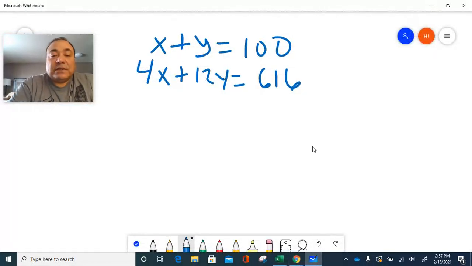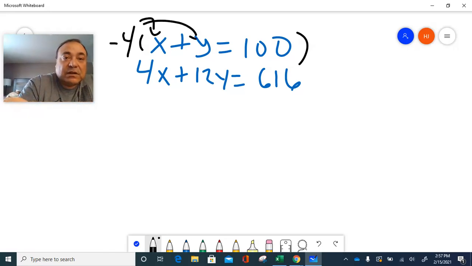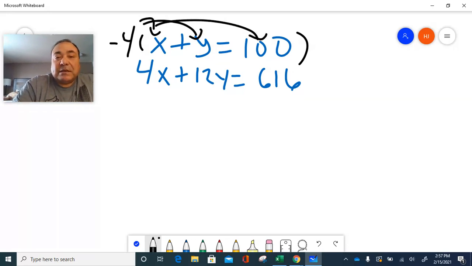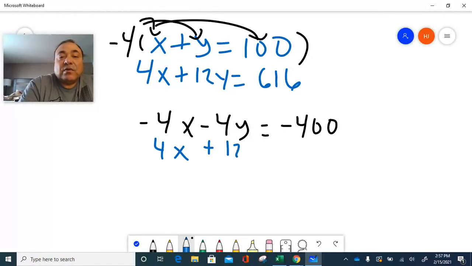All right. Now, please notice here that it will be easier if we multiply the top one by -4. Why? Because we need to cancel the x's. Or you can say -12, but it's easier if you have a smaller number. And that one is going to change here, here, and there. The bottom one will stay the same. So we're going to get -4x minus 4y equals -400. See on top? Now, the bottom one is easy. I'm just going to write the same: 4x plus 12y equals 616.